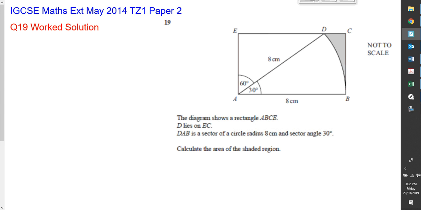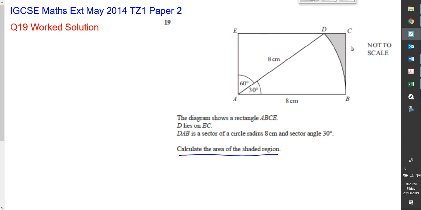Welcome to another requested work solution, and here we're looking at question 19 from the IGCSE Maths Extended May 2004 Time Zone 1 paper. We have been asked to calculate the area of the shaded region. So we're trying to calculate this area here.